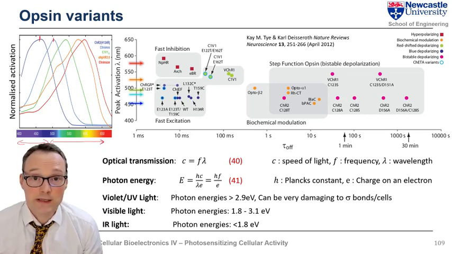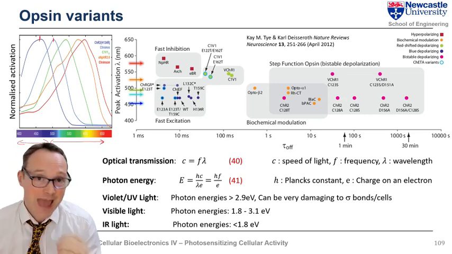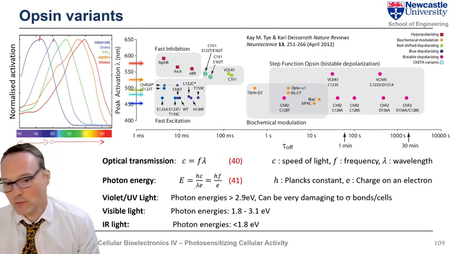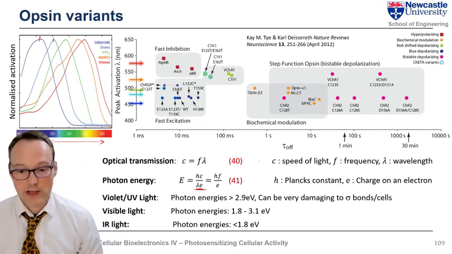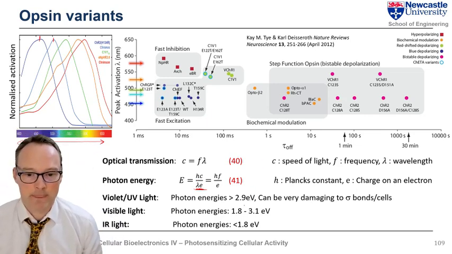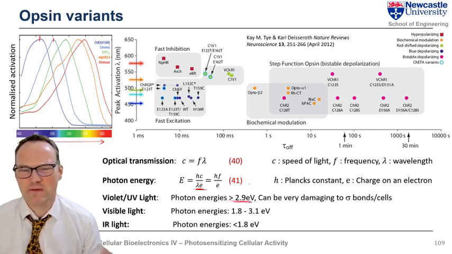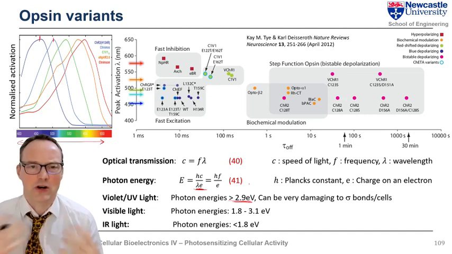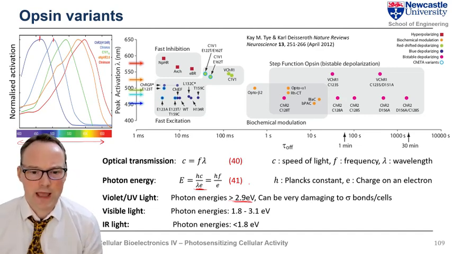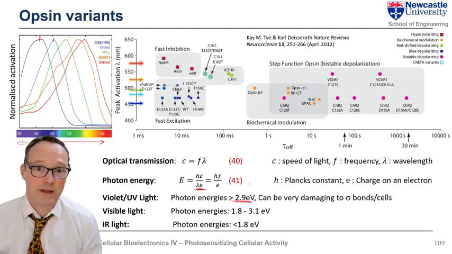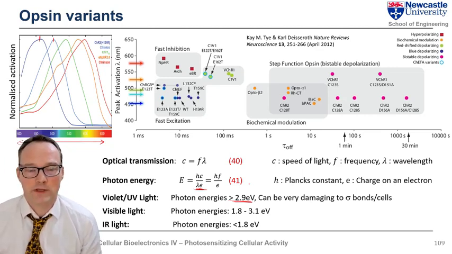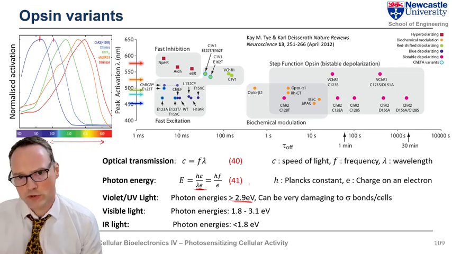One of the reasons for this is, if you look at the energy of a photon, which is related to the wavelength, if the wavelength is too short, the energies get too high. Once you get into this 2.5, 2.9 electron volts range, photons will start to break things. They'll start to cause photochemical damage. So one of the key moves in the field is to make these opsin variants more towards the red color.